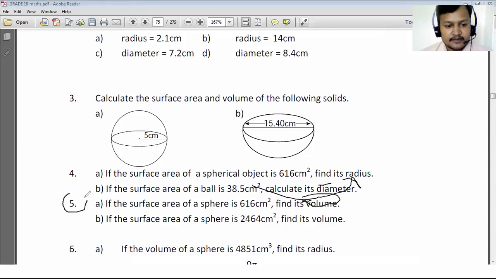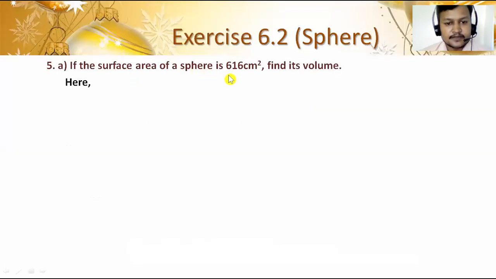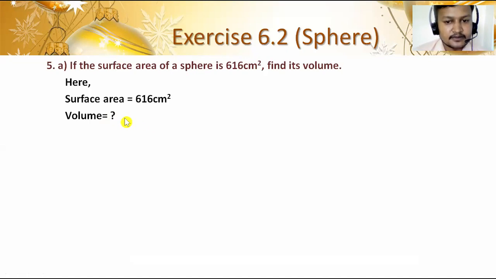So in question number 5, we will do the process of question number 4 also. Because of that reason, I left question number 4 for you. You have to complete it yourself. If the surface area of sphere is 616 cm square, find its volume. So by using this given thing, surface area of sphere, at first use the formula of surface area and calculate the radius, and after that find out the volume.